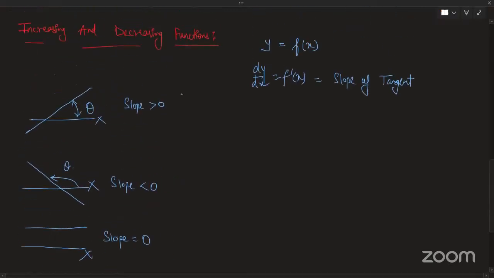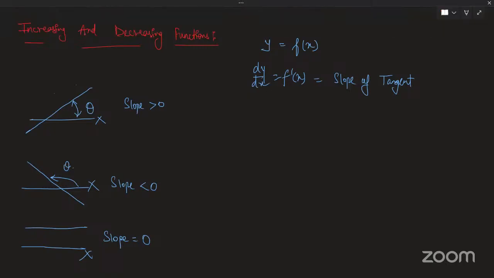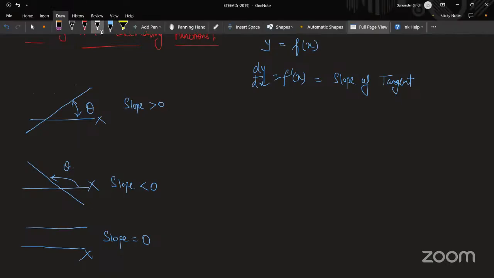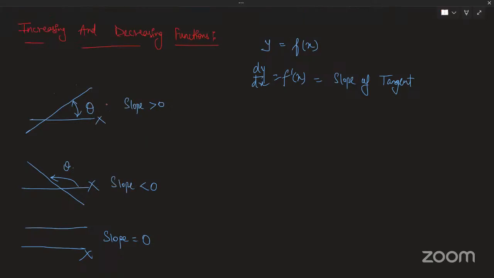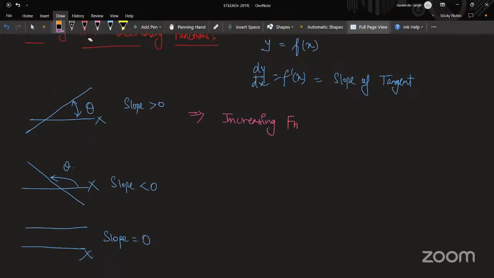Right? So you can directly see in the first case, when your slope is positive, if you keep increasing your value of x, your value of y is also increasing. So I can say in such a case, when dy by dx or the slope of the tangent is positive, we call that at that particular point, your function is increasing. The function is increasing at that point.